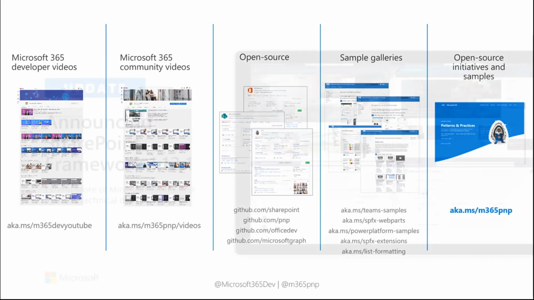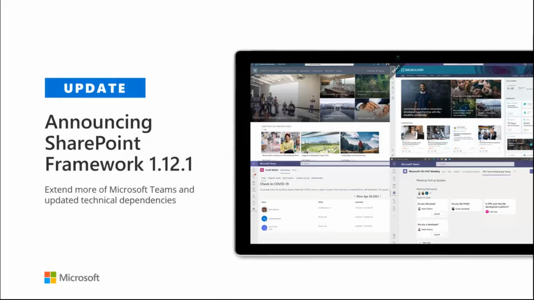Now, a few updates since the last monthly call. There's so much happening that it's actually less than 2 weeks since we announced SharePoint Framework 1.12.1. It was slightly delayed based on our initial plan, but we did a public preview and testing for the quality assurance perspective, and that went live roughly 2 weeks ago. It's really targeted more and more for Microsoft Teams and updates on the technical dependencies like Node.js version 14 and so on.